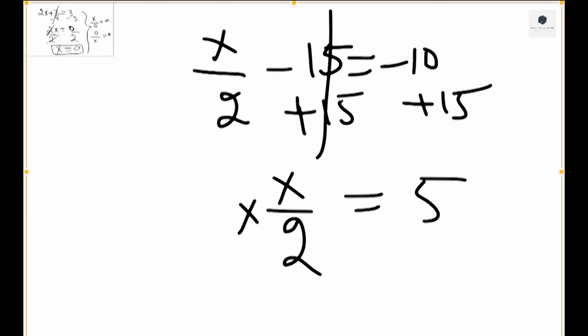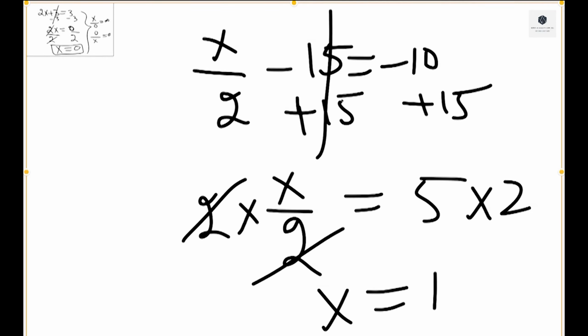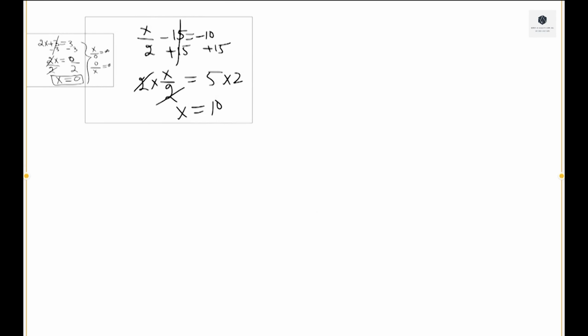This is divided by 2, so I multiply this side by 2, and I multiply this side by 2. The 2 and 2 are gone. X equals 5 times 2, which is 10. That's it. Let's go and try another question.